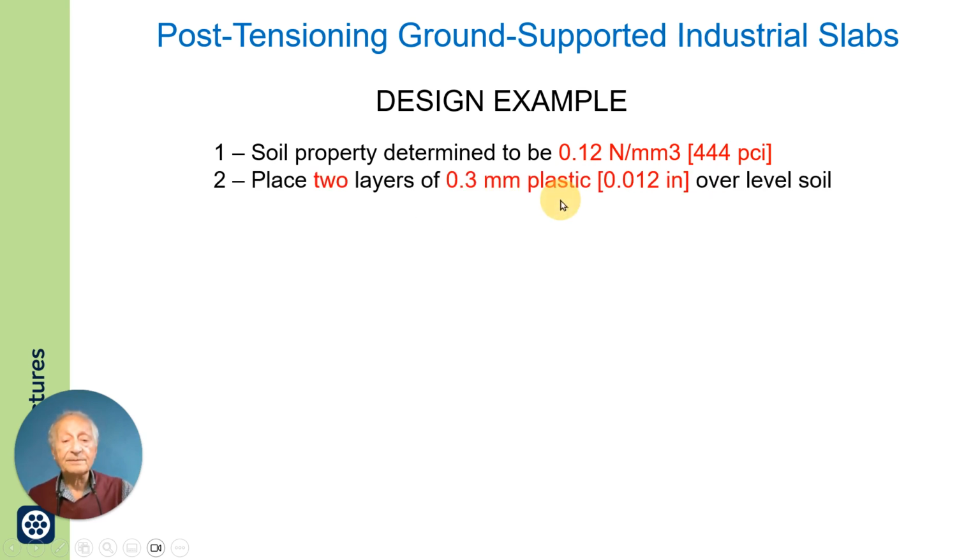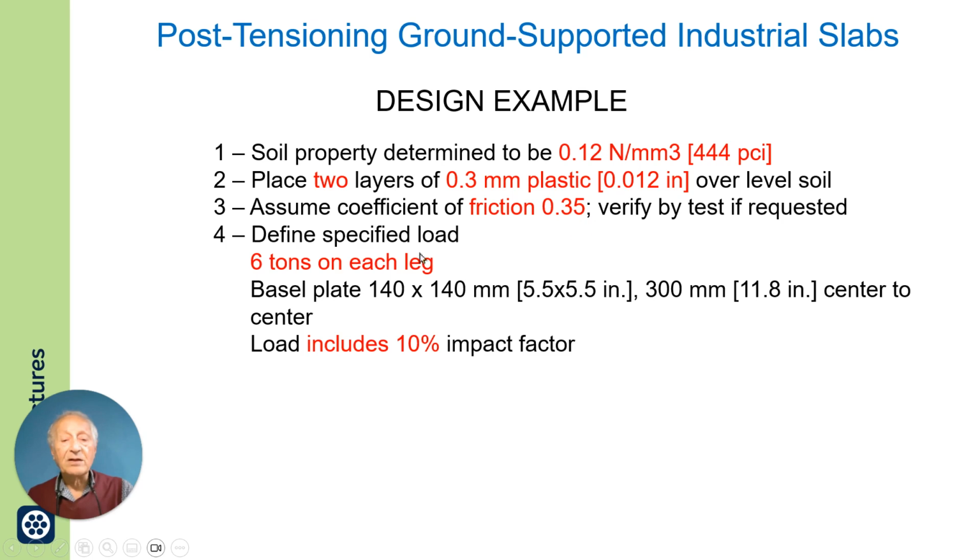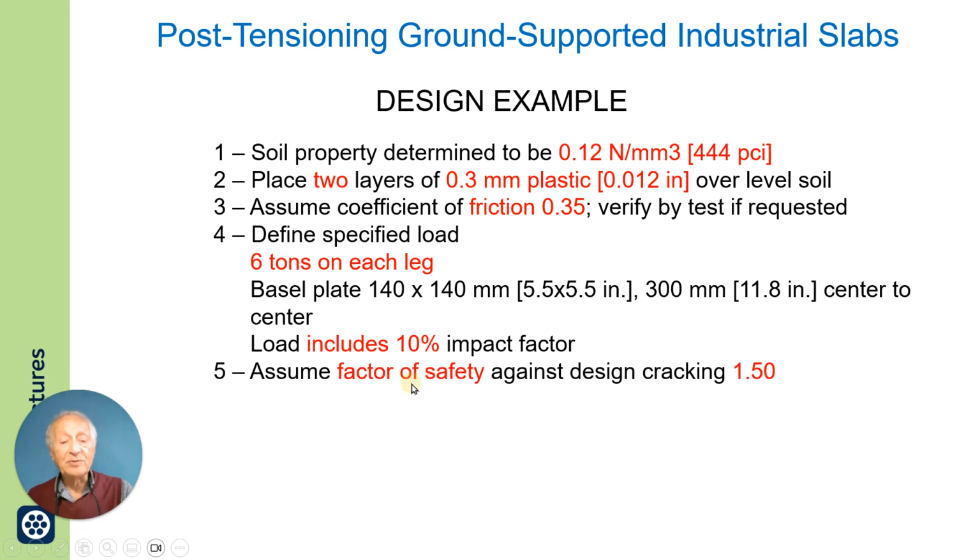bulk modulus. We assume 2 layers of plastic over the soil. Assume coefficient of friction 0.35. We define the loads 6 tons on each leg, each point of contact. Point area of contact defined. We add 10% impact, and select a factor of safety of 1.5.